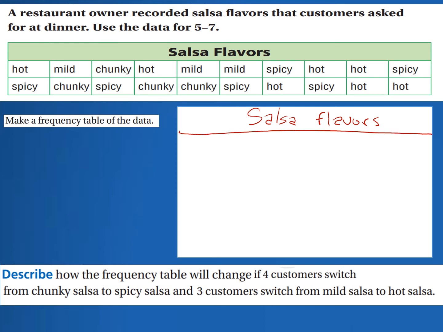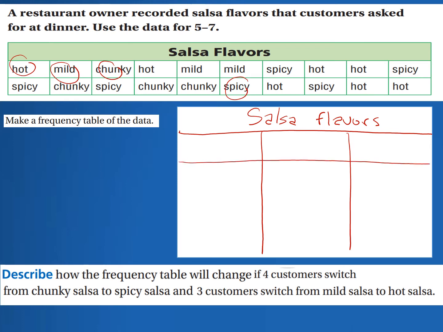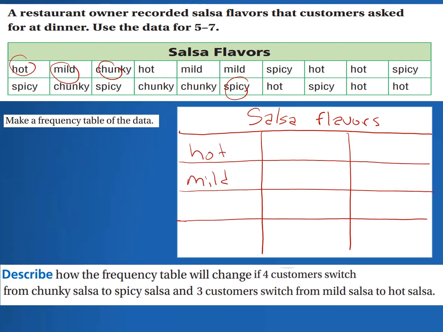Okay, now you're back, ready to check your answers. So you should have had 4 columns, and there are hot, mild, chunky, and spicy. So there are 4 flavors. Hot, mild, chunky, and spicy. And if I count all the hot, 1, 2, 3, 4, 5, 6, 7, there are 7.